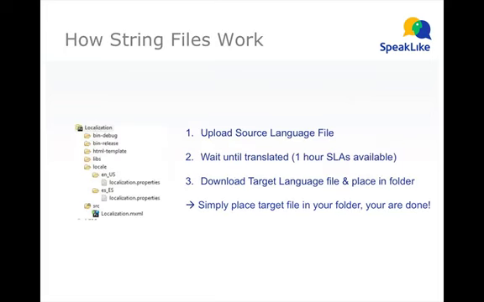To see how string file translation works, let's look at this example. You typically have a folder for all your localization with a source file of the source language, in many cases English, and then the target languages such as Spanish, Chinese, and you basically place a local language file into that folder and your website is localized. So what you do with the strings product is you upload your source language file, you wait until it's translated, and just download the target language file and place that into your folder. So to see how this works, let's just look at a demo of the system.